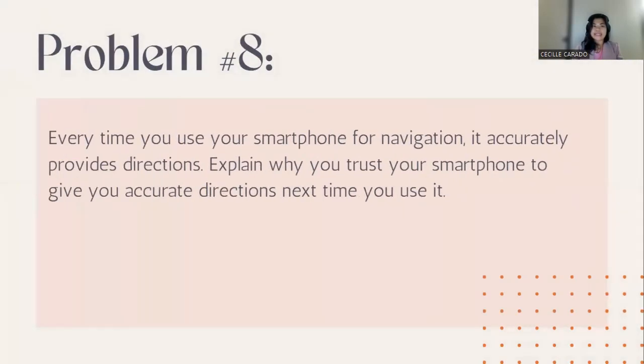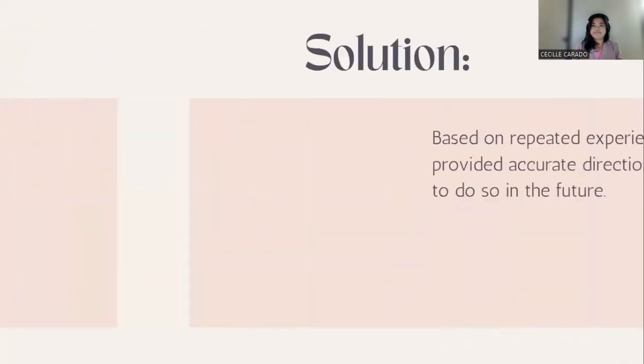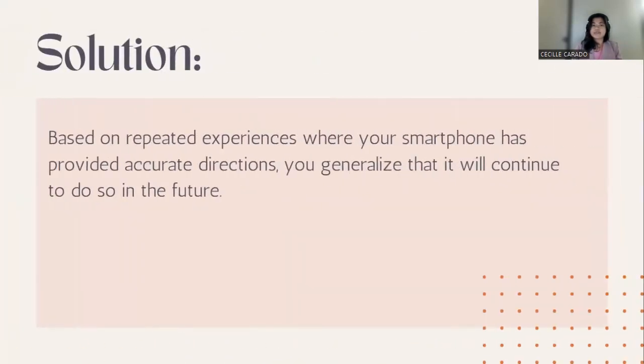Problem number 8: every time you use your smartphone for navigation, it accurately provides directions. Explain why you trust your smartphone to give you accurate directions the next time you use it. Solution: based on repeated experiences where your smartphone has provided accurate directions, you generalize that it will continue to do so in the future.